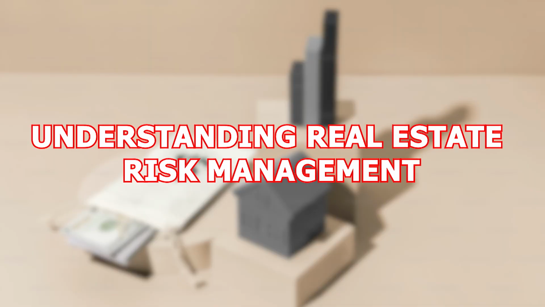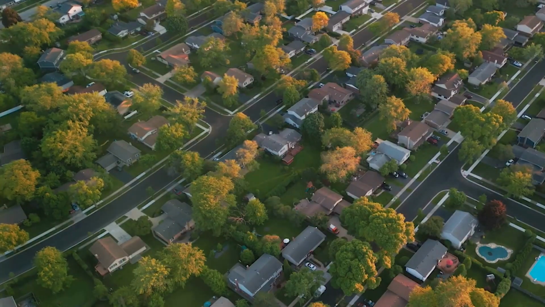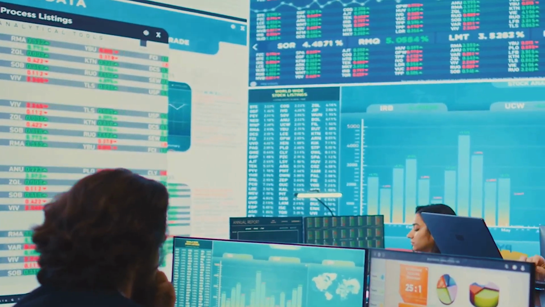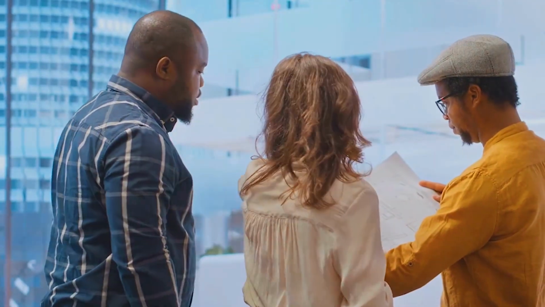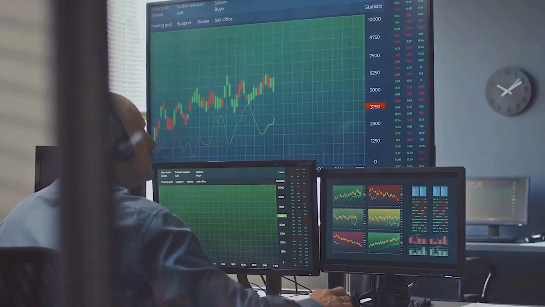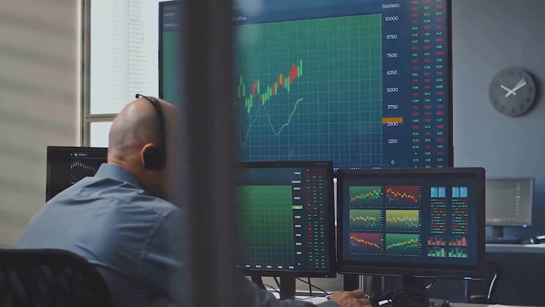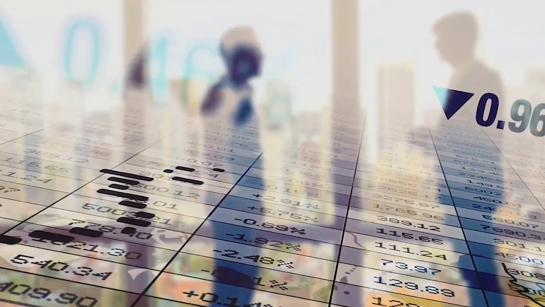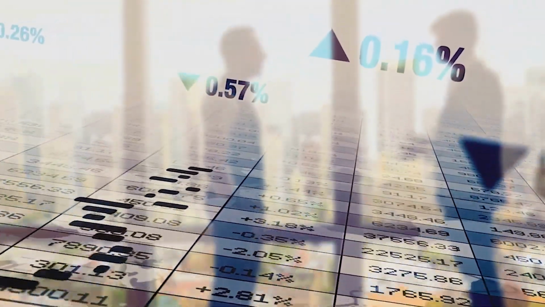Understanding real estate risk management. Real estate investing may seem straightforward, but without careful management, risks can turn potential profits into substantial losses. Risk management in real estate means identifying, evaluating, and addressing potential threats to your investment. It's crucial for safeguarding your assets and ensuring long-term success. Understanding and managing these risks is essential because they directly affect your financial stability.